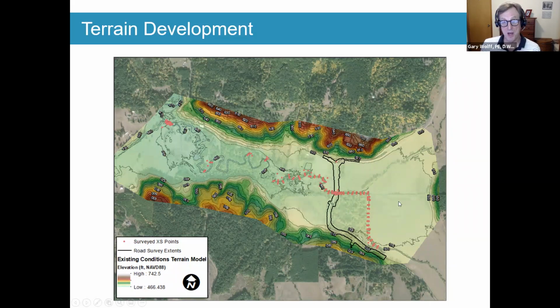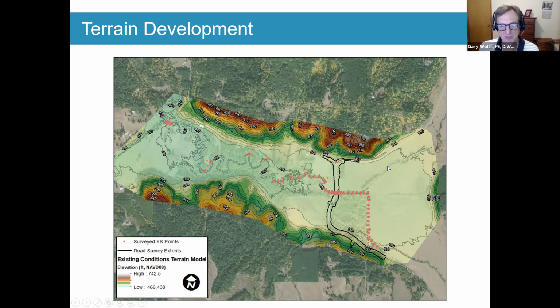So to run these 2D models, the big data requirement is that you have to have a complete terrain of the model domain. Okay, so that's maybe a little more onerous than one-dimensional models where we just have cross sections, but honestly, it's really not that much harder to get.